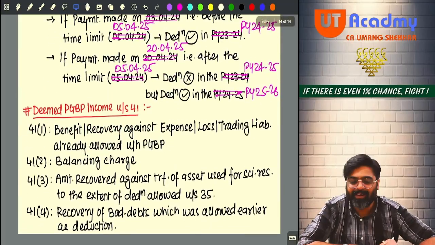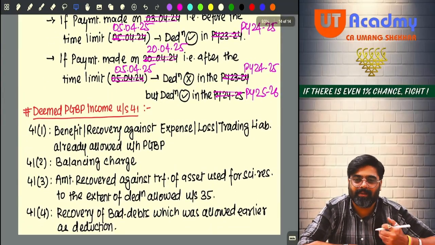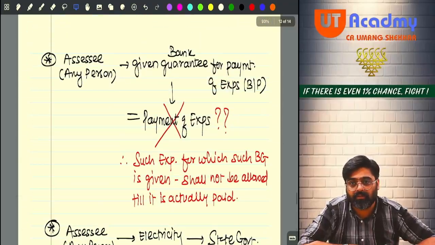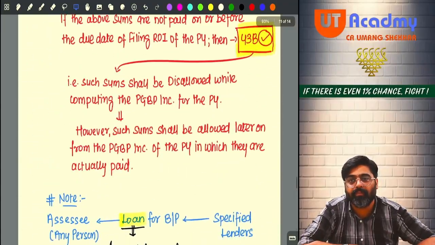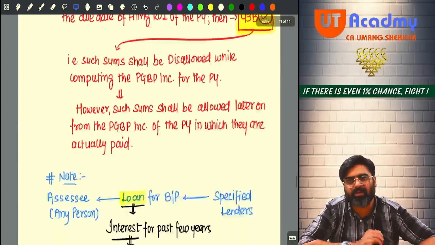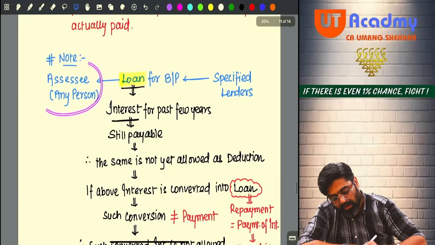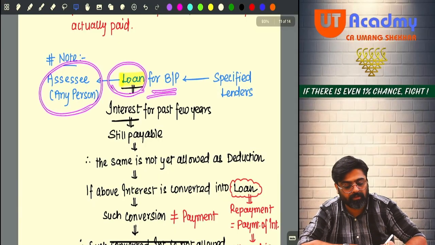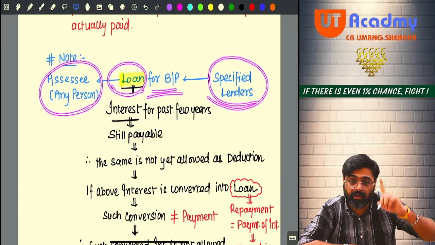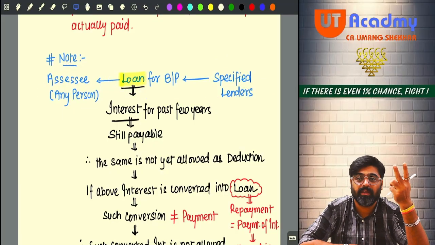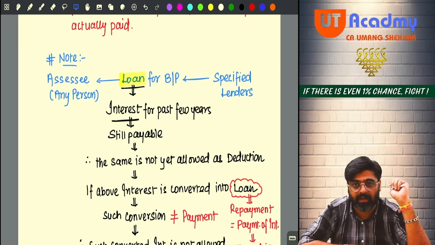Okay. Now, the last part, deemed PGBP incomes. But before that, 2 or 3 important discussions we are supposed to do in 43B. 43B is over, but 2-3 important points we are going to discuss. First point is, you are an assessee, you took a loan for your business or profession from specified lenders. Do you remember specified lenders? PFI, SFC, SIIC, they are specified lenders.